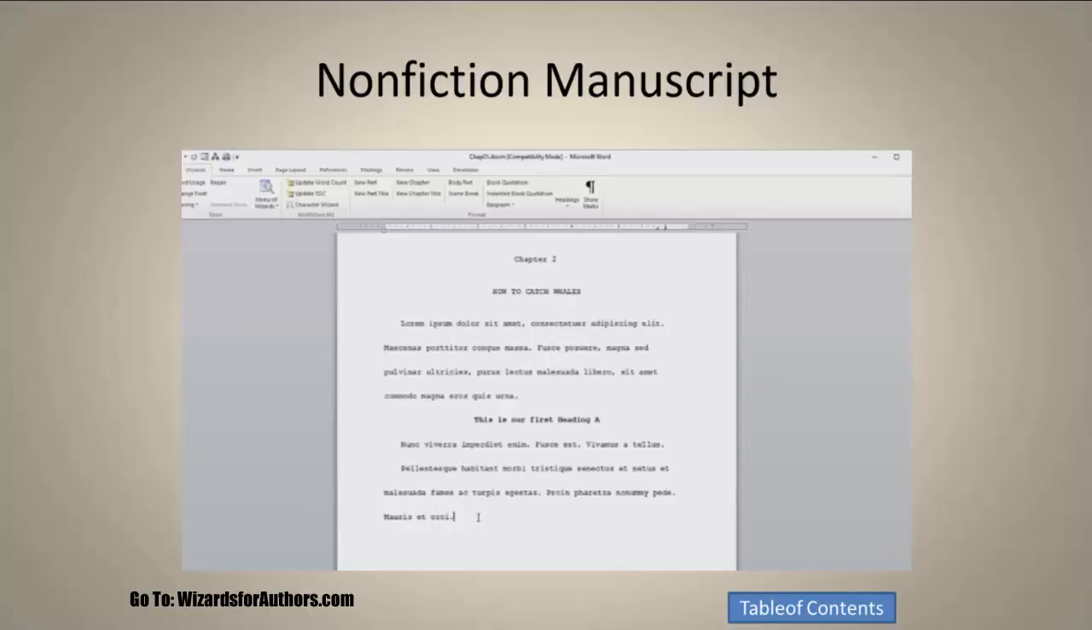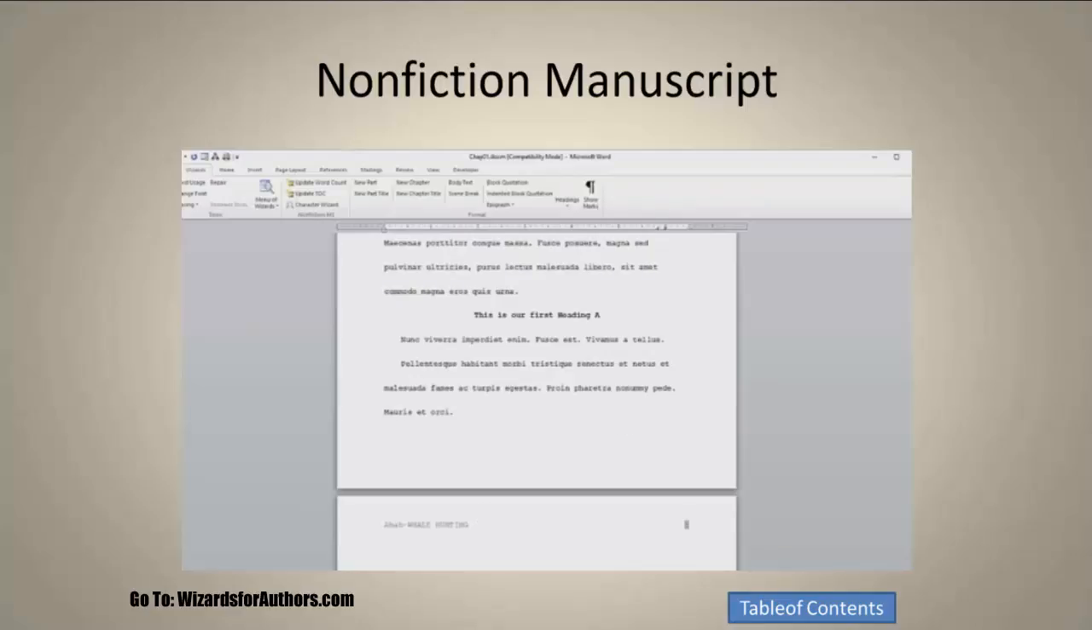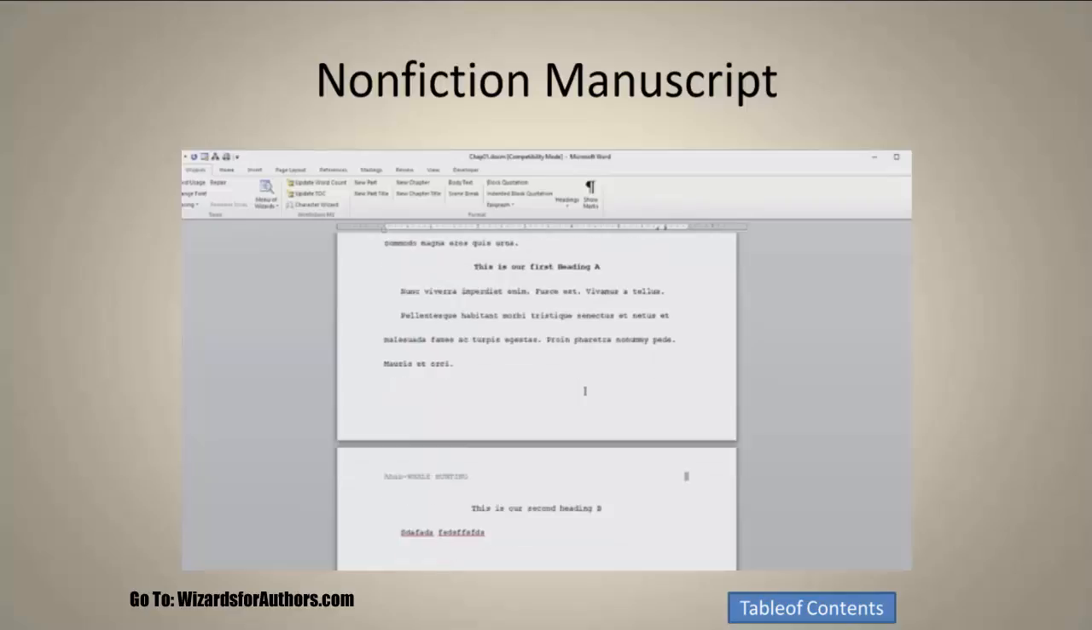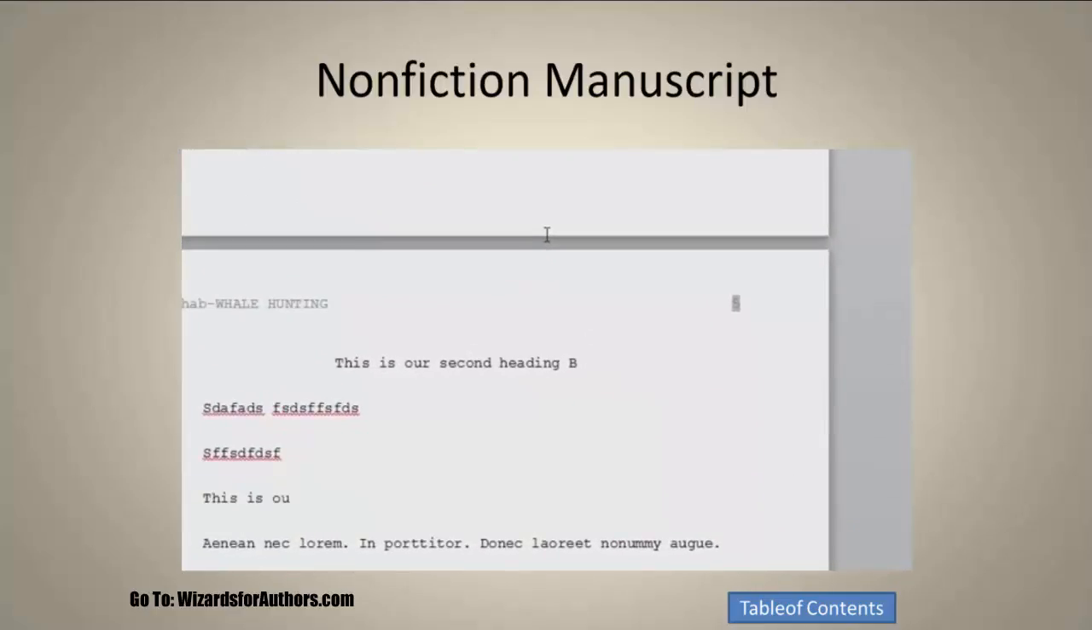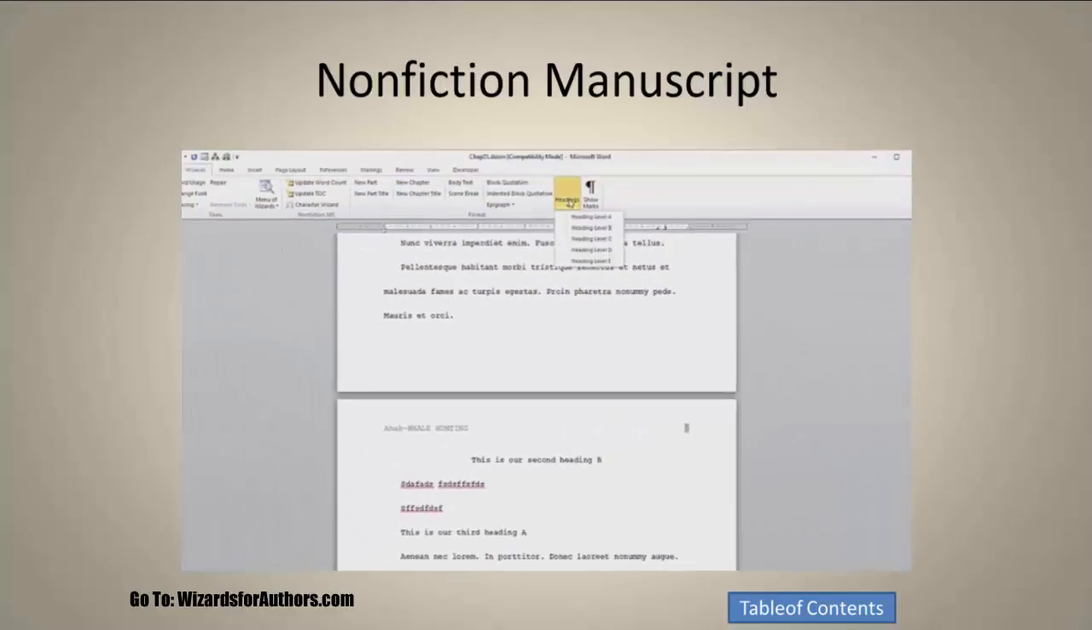Okay, so we wrote some words in here. Now we're going to put in a new heading. This is our second heading, and we're going to make it a B. And we'll type some stuff in here. And now we're going to put in a new heading. And we're going to use A again. Okay, so now we've got the various headings in there.